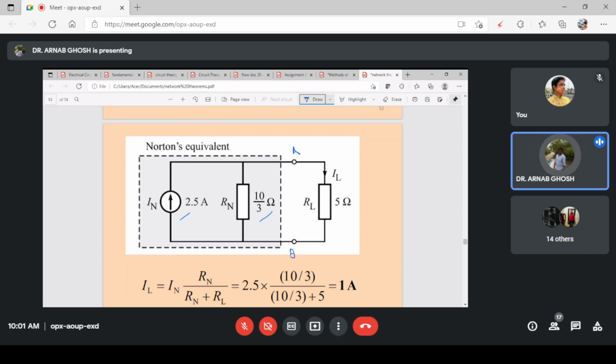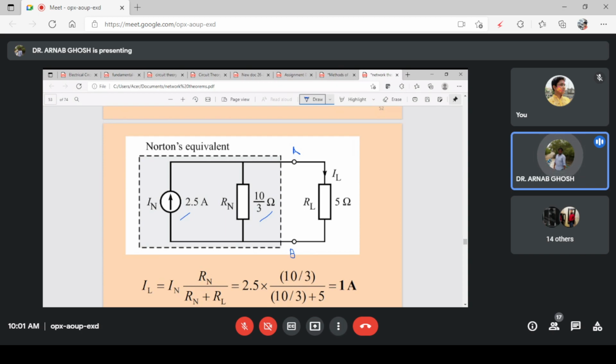Okay, we will keep that part of the circuit open. So if there is an open circuit, no current is flowing through it. What we will get there is the open circuit voltage. In case of Norton's, we are getting the short circuit current. In case of Thevenin's, we will get the open circuit voltage.